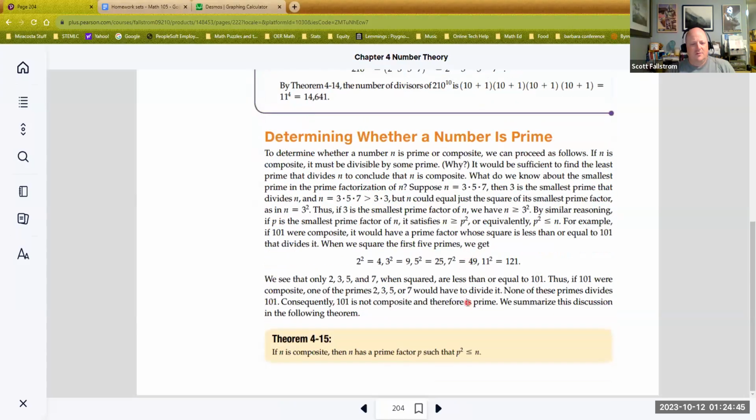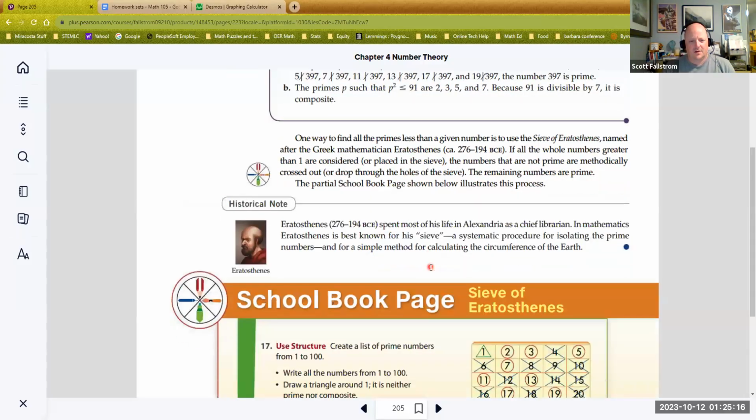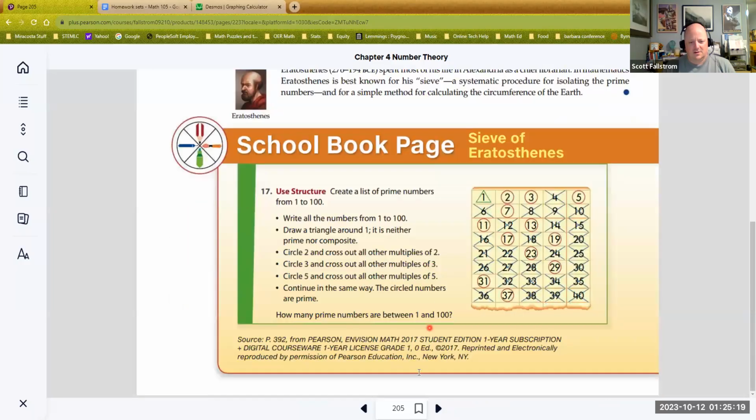Determining whether a number is prime, we use that prime squared piece, which means we kind of undo it typically. So we'd be taking the square root just to make things a little bit quicker. And basically it says theorem 415 is equivalent to this one. So 416 and 415 are exactly the same. If you want to know, like 397, is it composite or prime? I would take the square root, and then I would check all the primes up to that square root.